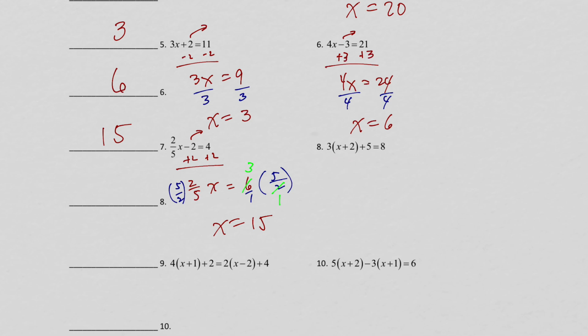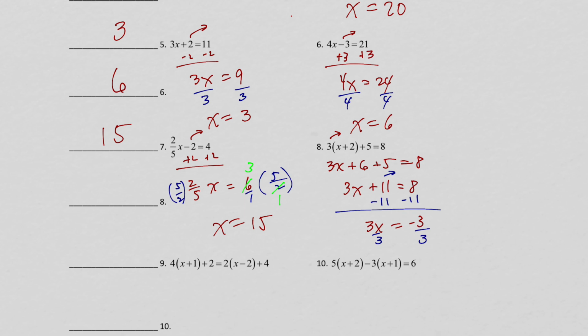I'm going to start by getting rid of these parentheses. So the first thing I'm going to do is distribute this 3, and I'll get 3x plus 6. And then I have the plus 5. And then I'm going to combine these by adding them up. And I'm going to move the 11 to the right by subtracting 11 from each side. And I'm going to get 3x is equal to 8 minus 11 is negative 3. And then I'll divide by 3 on each side, and I'll get x is equal to negative 1.